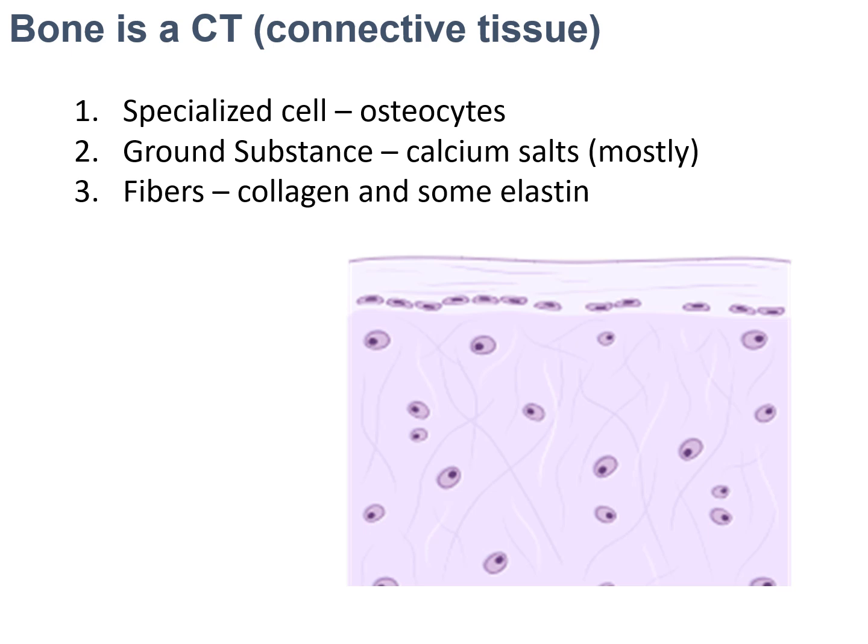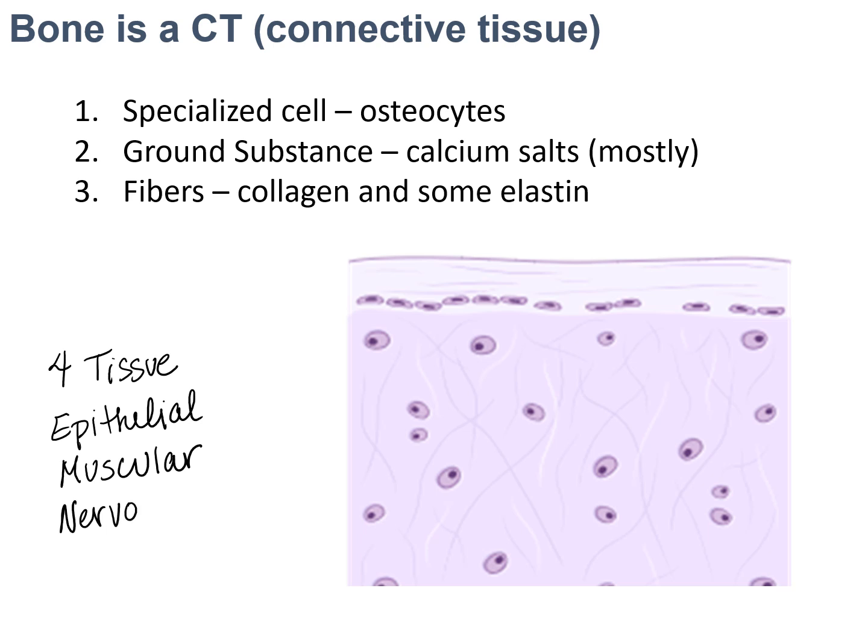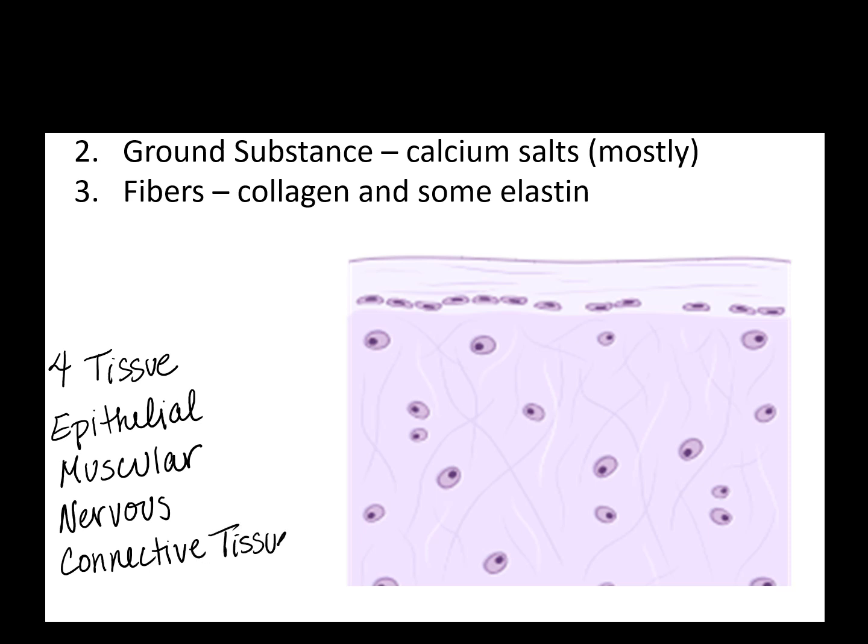Recall that the human body only has 4 different types of tissues. There are epithelial tissues that line open spaces. There is muscular tissue that contracts. There is nervous tissue that conducts electricity. And then there is connective tissue, which we abbreviate as CT, and it does everything else that the other three don't do.